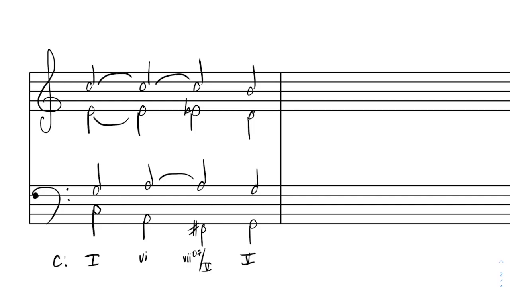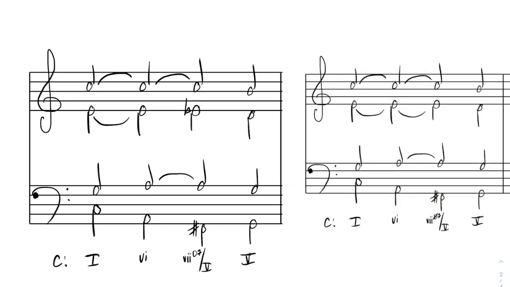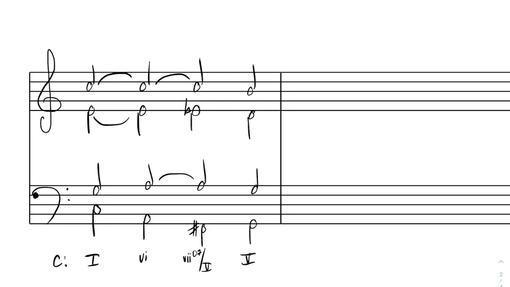Let's contrast that now with each of these options here. Here's the V6/5 version. Here's the half diminished 7th version. And now our third iteration here, the vii fully diminished 7 version.